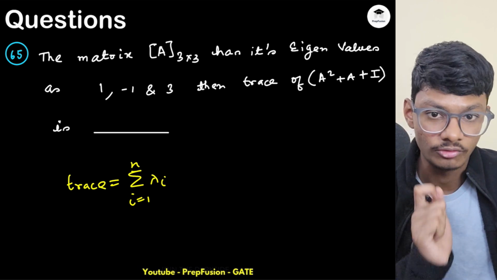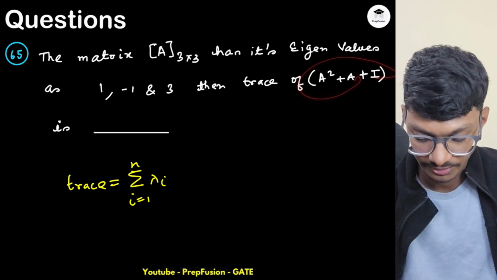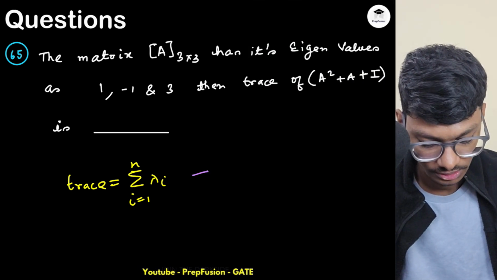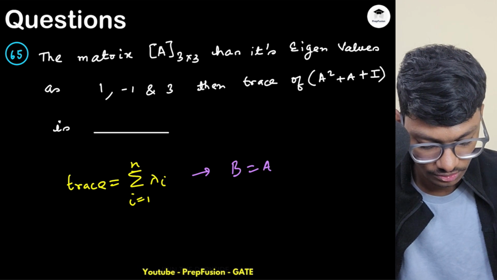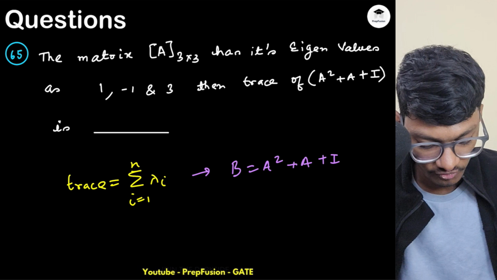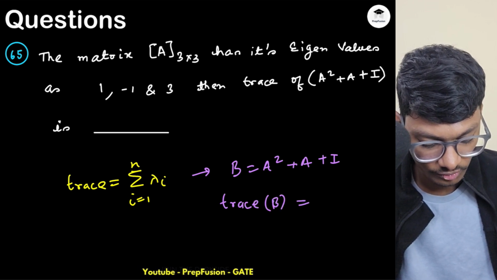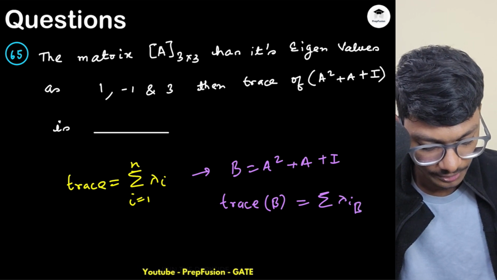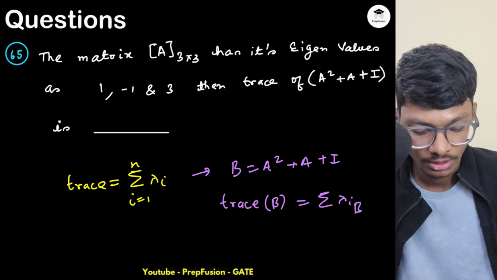What you have to do is find the eigenvalues of this matrix. So let me name this matrix as B. B equals A square plus A plus I. Now you have to find the trace of B. Trace of B will be the sum of the eigenvalues of B, lambda_B. So you have to find the eigenvalues of B.